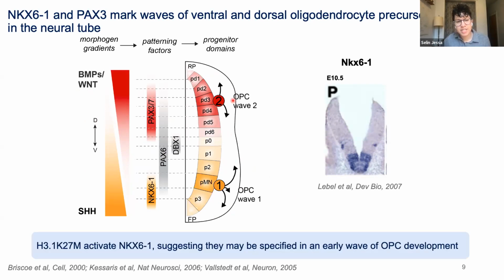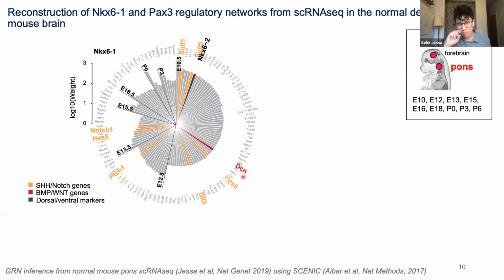So the activation of NKX6.1 in H3.1 tumors, as well as their resemblance to oligodendrocyte precursor cells, suggests that their cell of origin might be specified in this early ventral wave of OPC development. Now, because these genes are quite well characterized in the developmental literature, their dichotomous expression patterns are well understood. And so we tried to really extend our knowledge of these two genes later on during development.